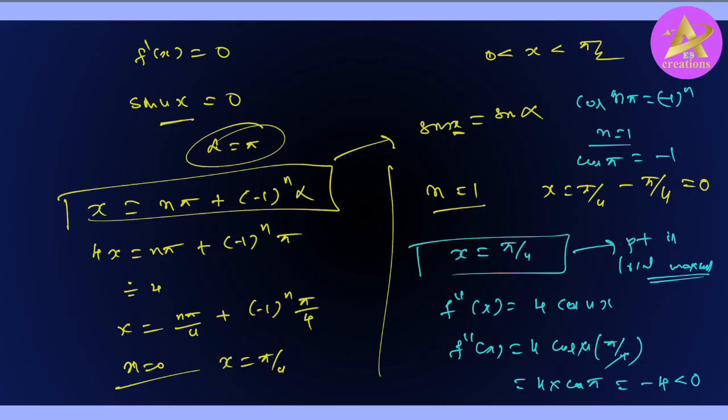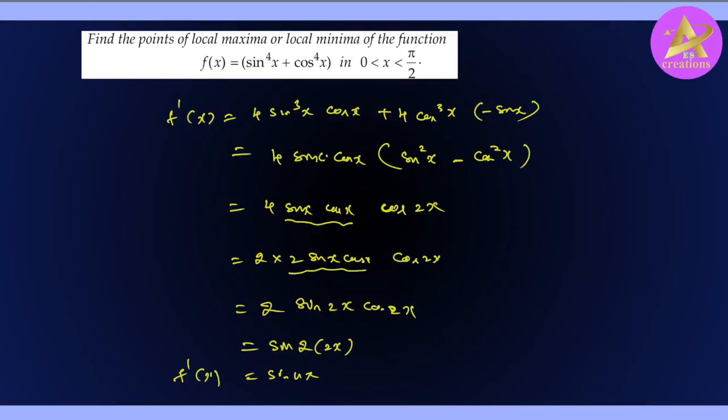And what is the value we get? I will directly solve here. F of pi by 4 is equal to sine pi by 4 whole power of 4 plus cos of pi by 4 whole power of 4. That is equal to sine 45 degree. Okay, he just asked to find the point, that is x equal to pi by 4. We already got it. If you want to find the value, that's fine.